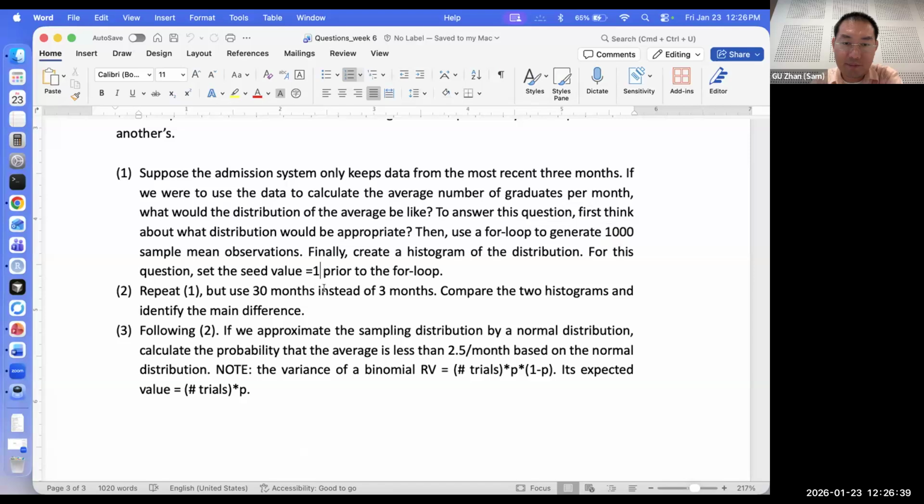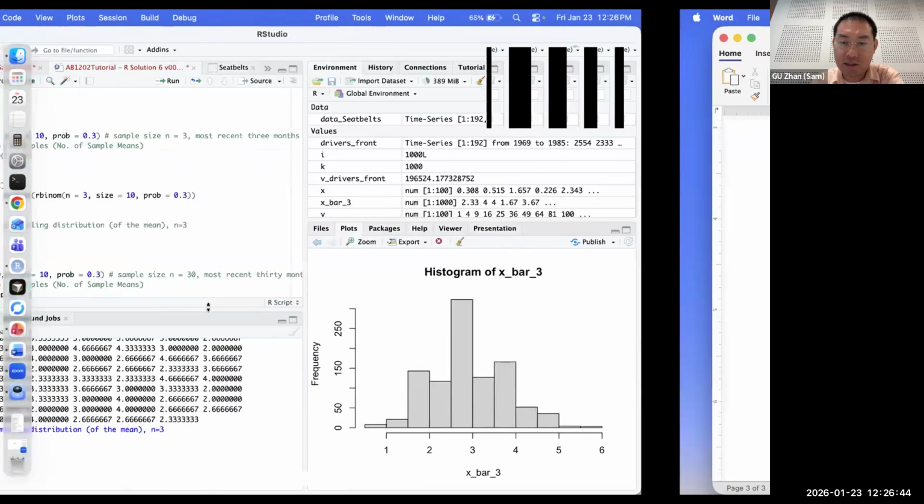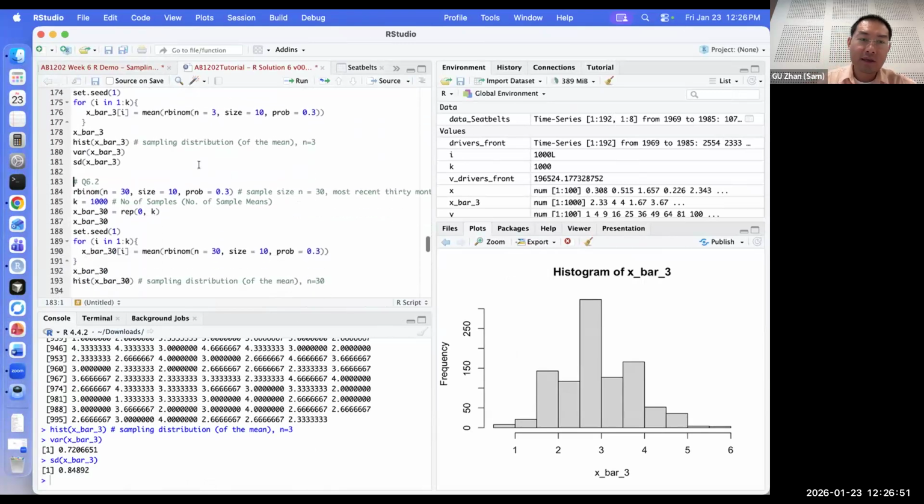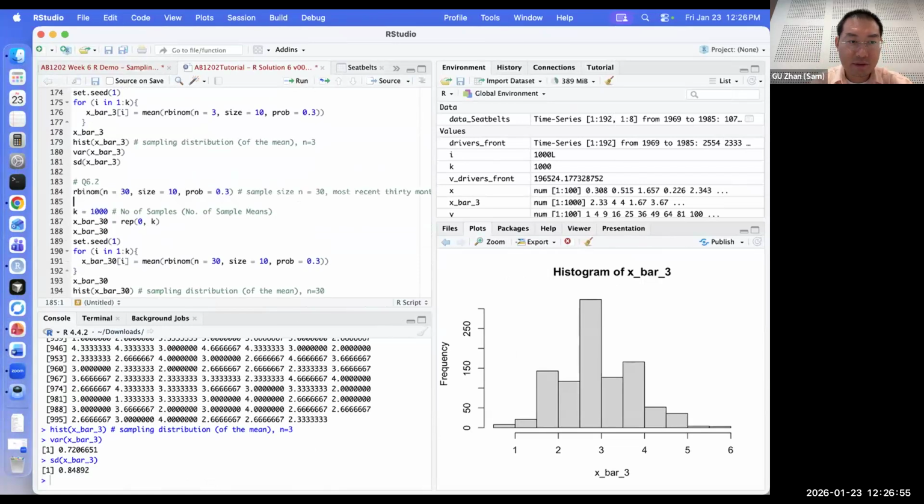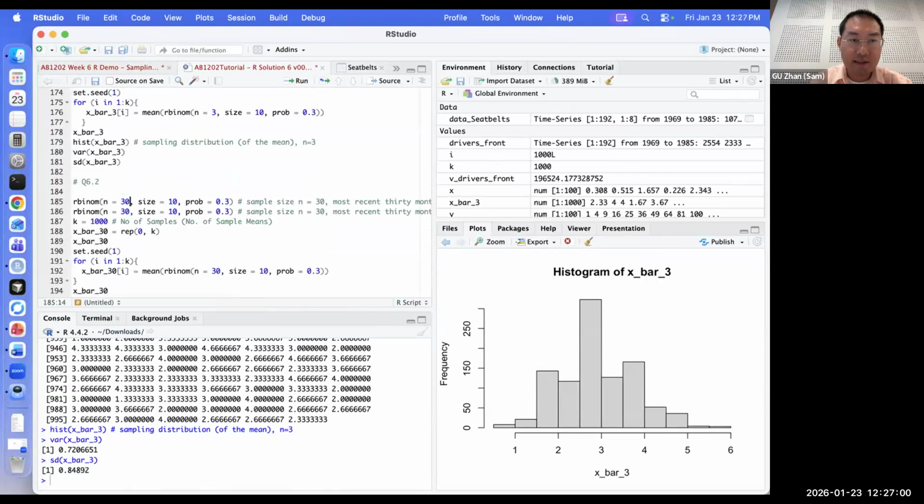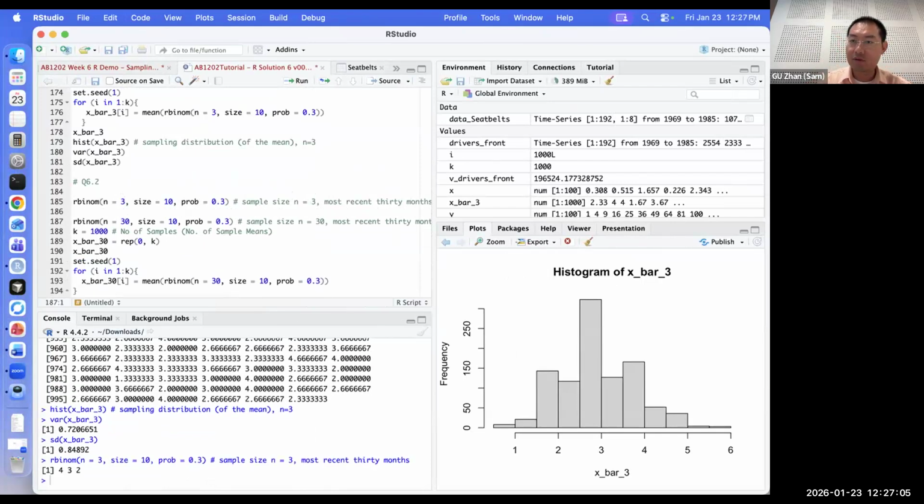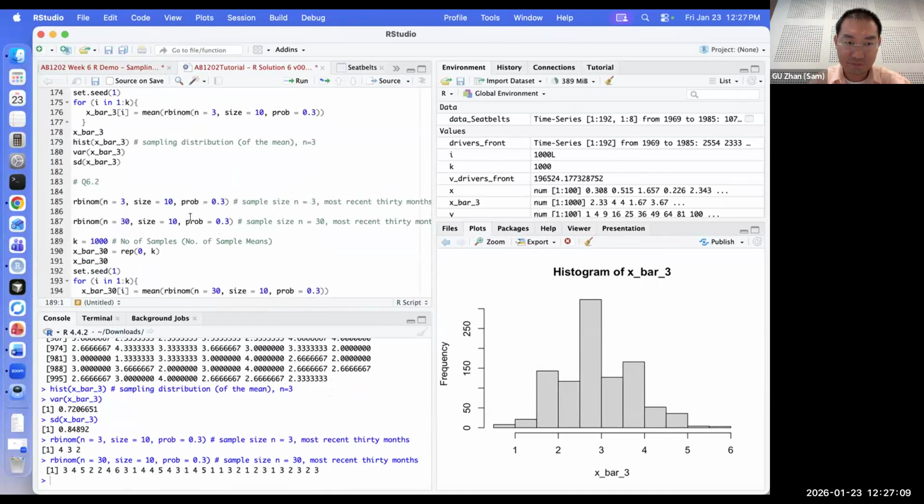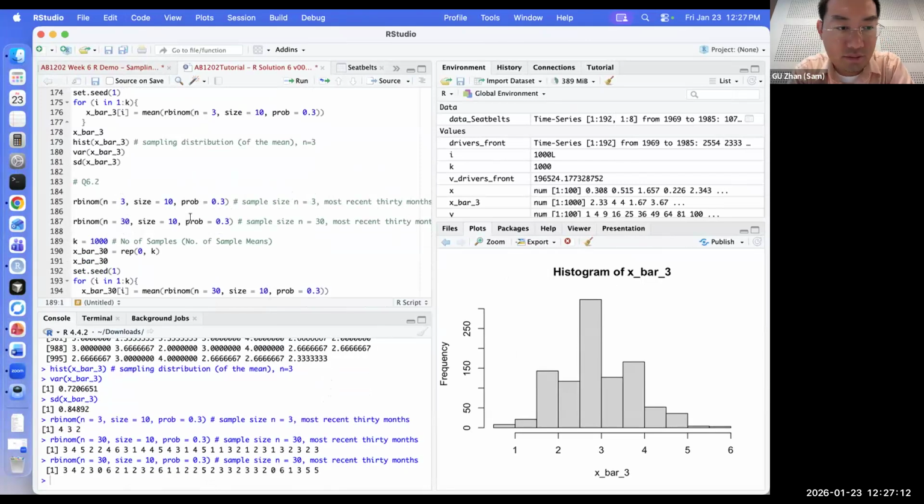Repeat one, but use 30 months instead of 3 months. Compare the two histograms and identify the main difference. This is a histogram of x bar with n equal to 3 months. Now, instead of n equal to 3, we have n equal to 30. Earlier n equal to 3 gave you 3 values. Now n equal to 30 gives you 30 values, 30 months graduate.